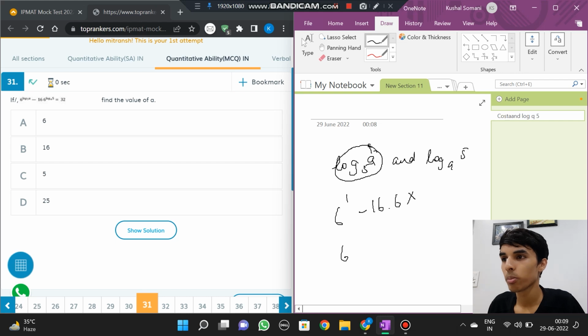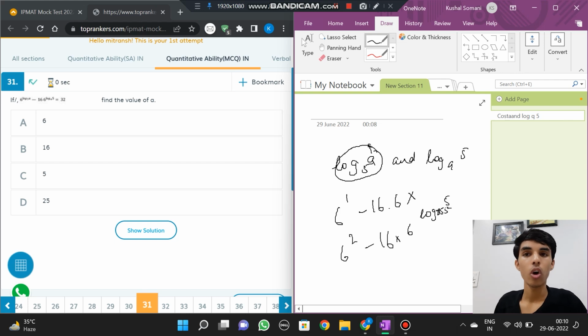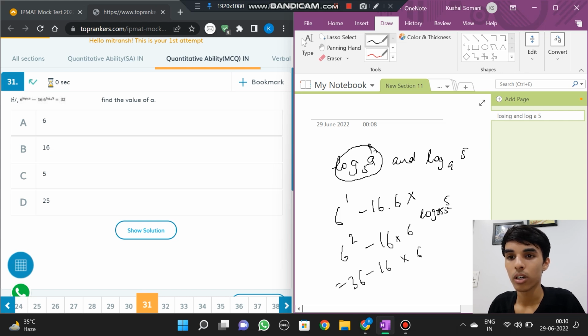Now 6 to the power log 25 with base 5 will be 6 to the power 2, minus 16 into 6 to the power log 5 with base 25. Base 25 is nothing but 5 square, and if you know the property that the power of the base can be taken out in the denominator, it will provide us 36 minus 16 into 6 to the power, since the power of the base is 2, we can take it as 1 by 2 log 5 with base 5. This is nothing but 1.